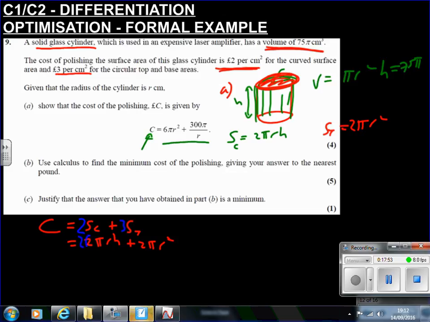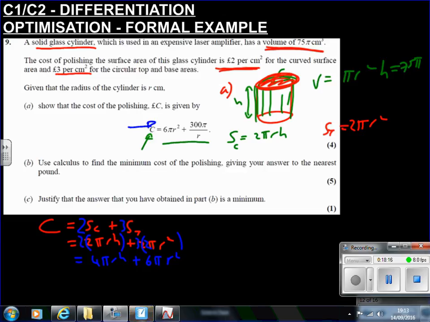So this is 2 lots of that and 3 lots of that. That's your total cost, isn't it? Okay. So this is 4 pi rh plus 6 pi r squared. Now look at the question. It's saying show that the cost is this, and this doesn't have any h's in it, does it?